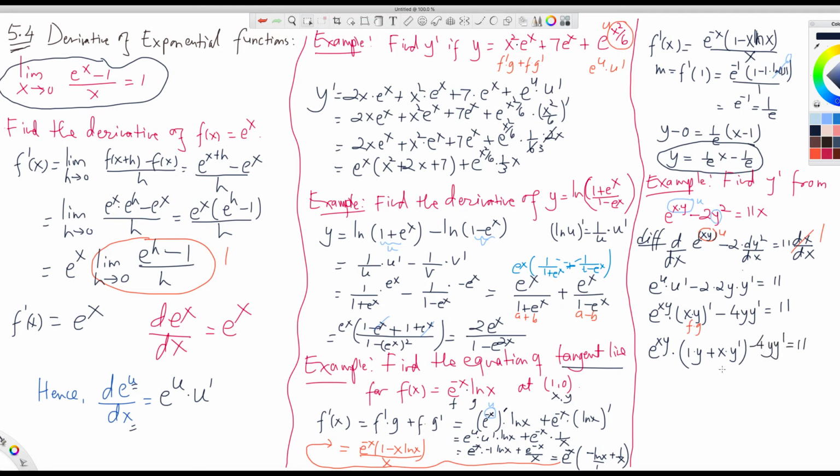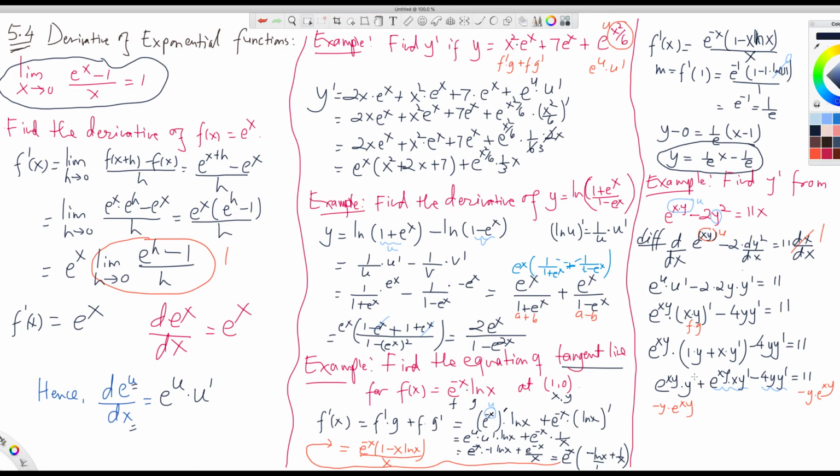Now our goal is to solve for y prime. So how do I do that? Let me distribute this. e to the xy times y plus e to the xy times x y prime minus 4y y prime equals 11. And again our goal is to solve for y prime. Let me subtract y times e to the xy from both sides. What is common between these two terms? y prime is common, right? I'll take that y prime out.